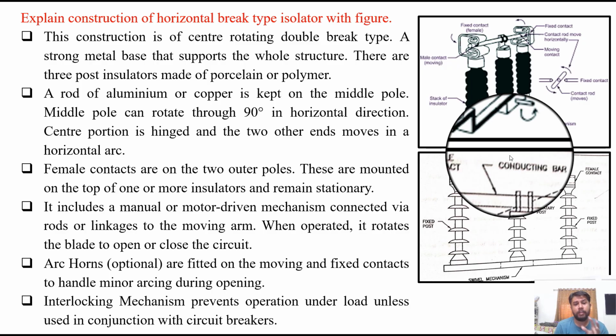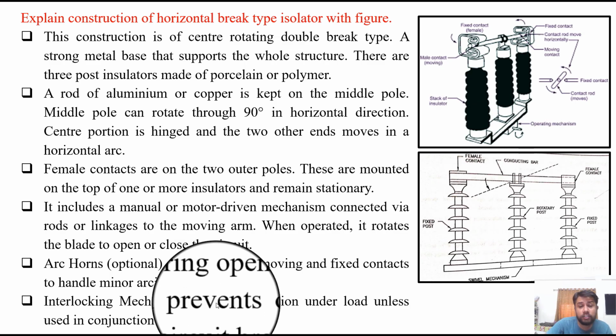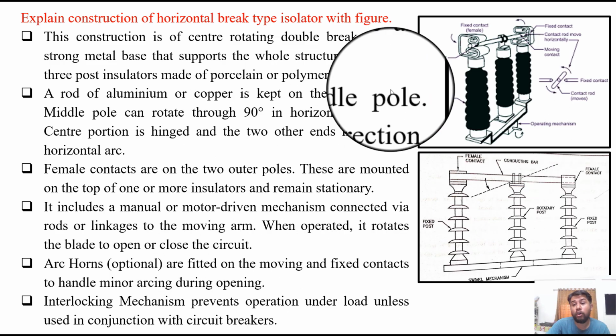It includes a manual or motor driven mechanism via rod or linkages to the moving arm. When operating, it rotates the blade to open or close the circuit. Arc horns are fitted on the moving and fixed contacts to handle minor arcing during the opening. An interlocking mechanism prevents operation under load unless used in conjunction with the circuit breaker. So this is how the horizontal break type isolator operates.